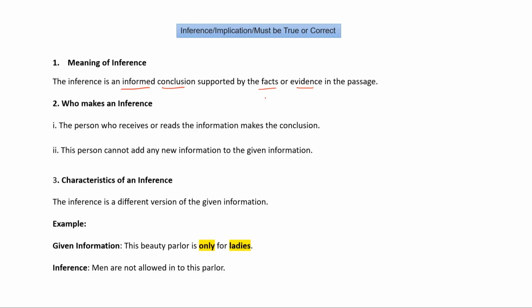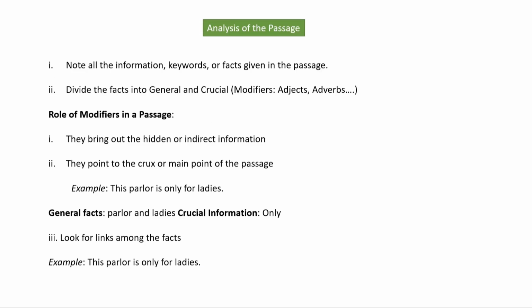The information that only for ladies can be restated as not for men. So this is a different version of only for ladies. So an inference is a restatement or saying the same thing in a different way. This is how an inference is a different version of the given information in the passage. Now let us look at the next point, that is analysis of the passage.